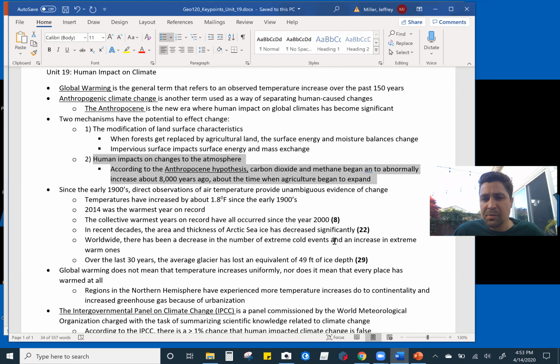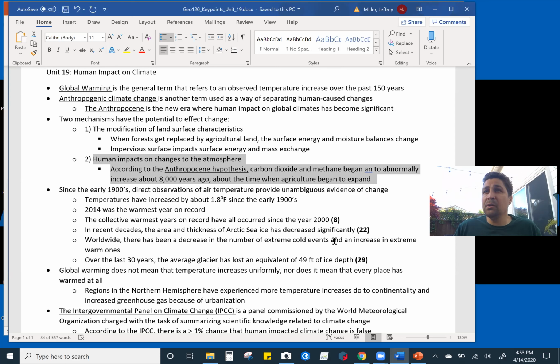Anyways, so this hypothesis says that when carbon dioxide and methane started to increase, this is when we started to see some of this shift. The increase of the carbon dioxide and methane occurred, according to the hypothesis, when agriculture began to expand. So to me, what I would sum that up as is I would say that the Anthropocene, human-caused climate change, really began with the expansion of agriculture.